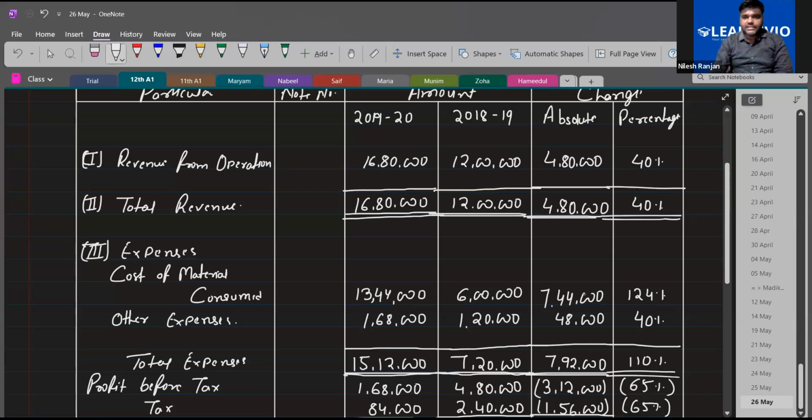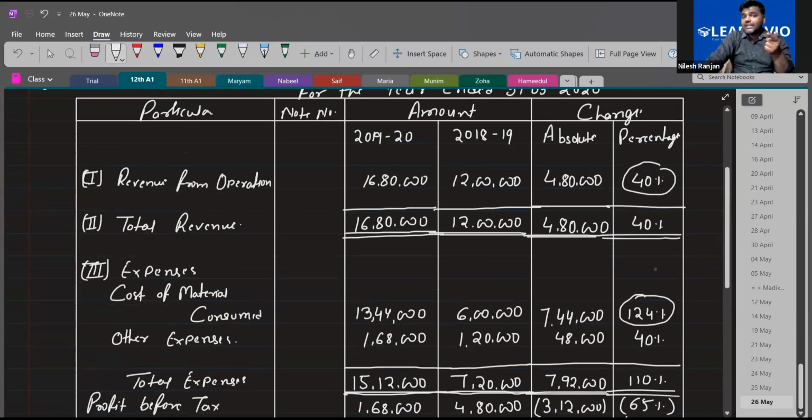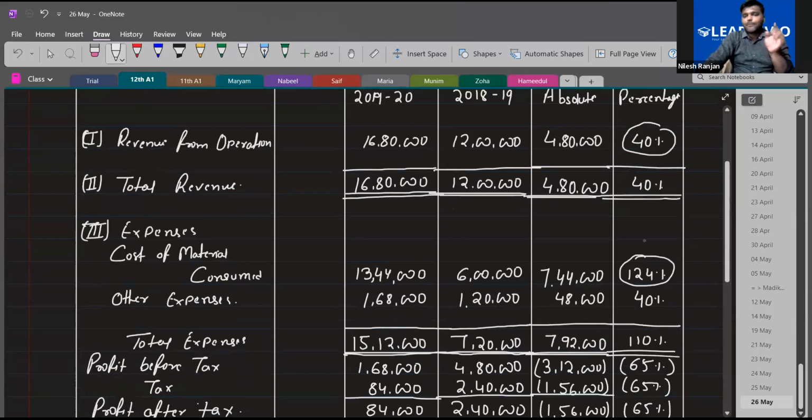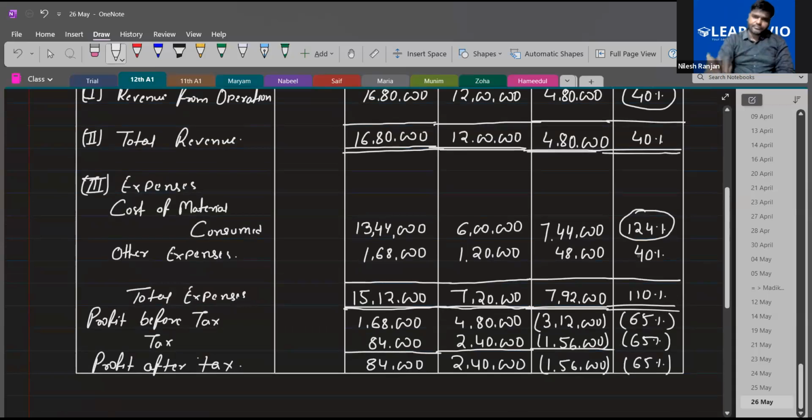Now you can see that there is a problem: revenue increased by 40% only, and cost of material consumed by 120%. This is why your profit decreased. Profit before tax, tax, and profit after tax decrease. That's why the answer is negative: a 65% decrease in profit. There is an increase in sales, 40% increase, but still we are in loss.